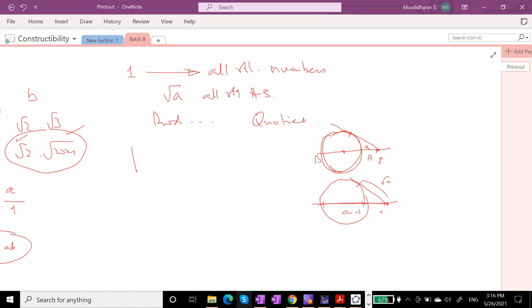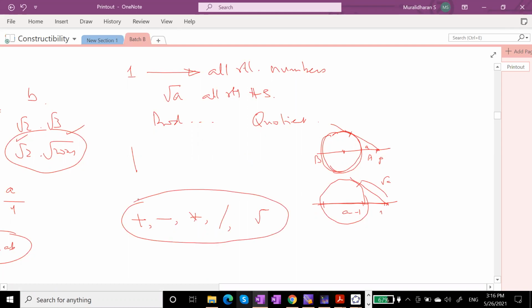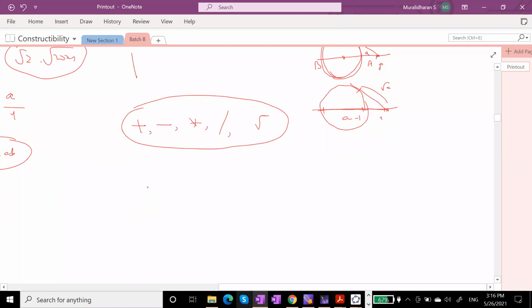So what are the things we can construct? I can construct addition, subtraction, multiplication, division, and square roots. So these are the five things we can construct. Let's look at D, the set of all constructible numbers. This has the property that the sum of any two is there, and the product and division are there, and of course 1 is there. So this satisfies plus, minus, star, and division.